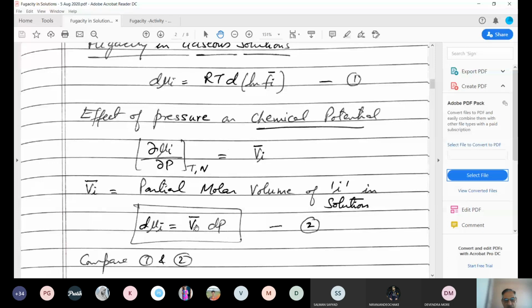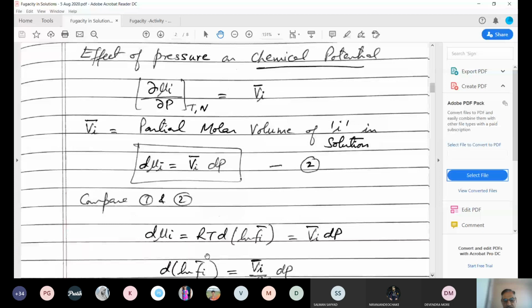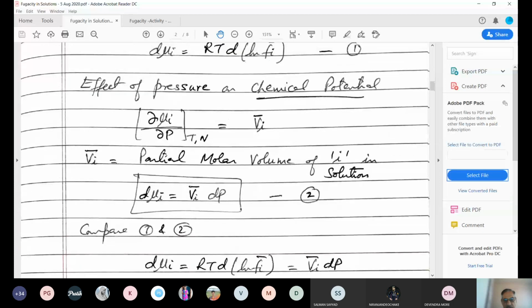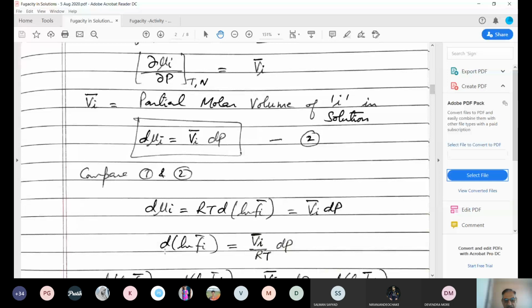And if we compare equation 1 and equation 2, left hand side is same, so right hand side has to be equal. So what we get is d mu i is equal to RT d ln f_i bar, which we have seen here, is equal to V_i bar into dP. And from here we get d ln f_i bar is equal to V_i bar upon RT into dP.